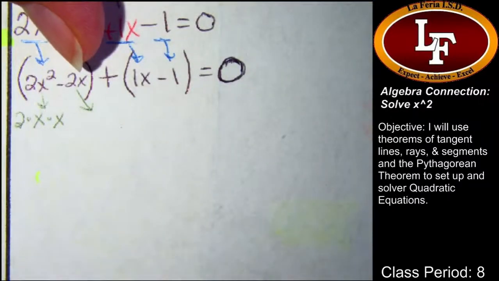This first term, 2x squared, can be gotten by multiplying 2 times x times x. I can get negative 2x, because you have to think about the sign as well, by doing negative 2 times x. But I can also do it by multiplying negative 1 times 2 times x.